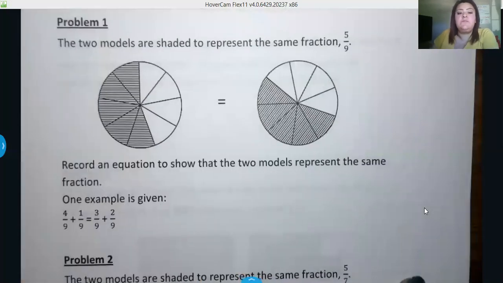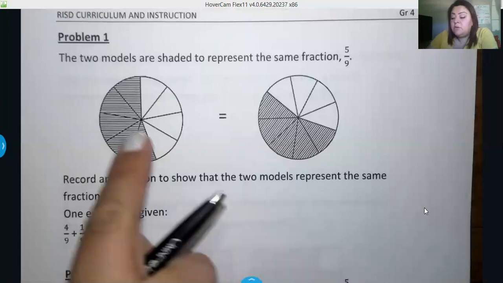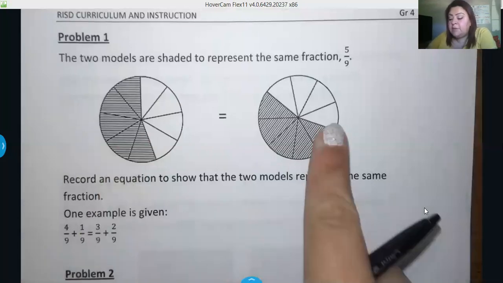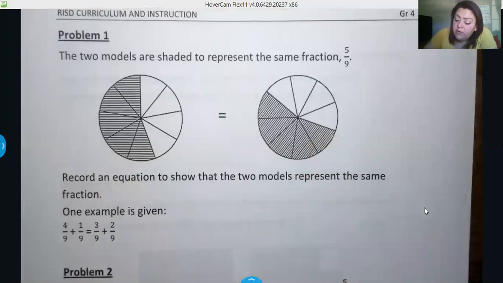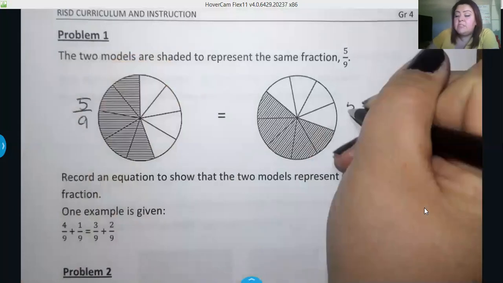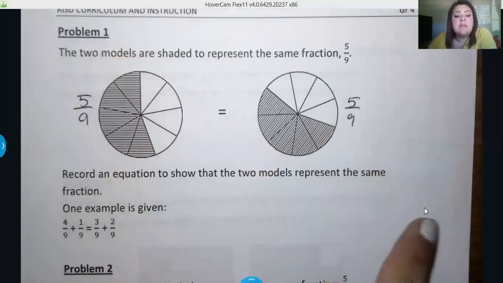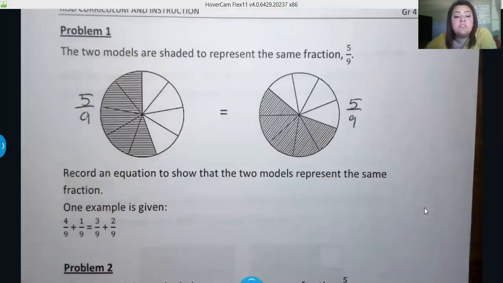So I want you to look at this first problem. The two models are shaded to represent the same fraction. So 5/9, 5/9. And every time, like I tell you, when we have a model, we want to label our models 5/9 and 5/9. They just change a little bit of the positioning of it, but they're still the same thing. It says to record an equation to show that the two models represent the same fraction. So an example they gave us was 4/9 plus 1/9 equals 3/9 plus 2/9.